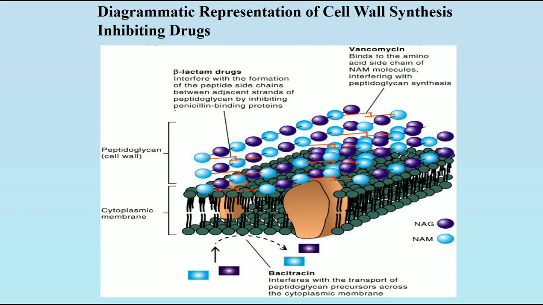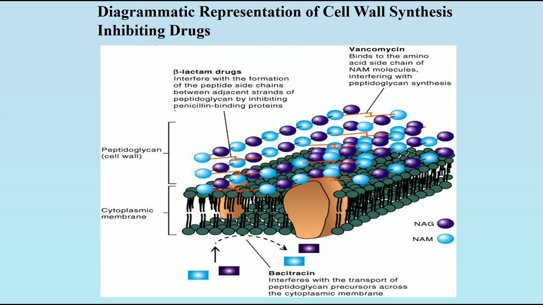interfering and attacking the cell wall of the bacteria and eventually breaking it down so that the bacterial cell is no more in intact form, and eventually it is destroyed and it is no more viable to reproduce or to grow. So if you look first at the beta lactam drugs, they interfere with the formation of the peptide side chains between adjacent strands of the peptidoglycan by inhibiting penicillin binding proteins.